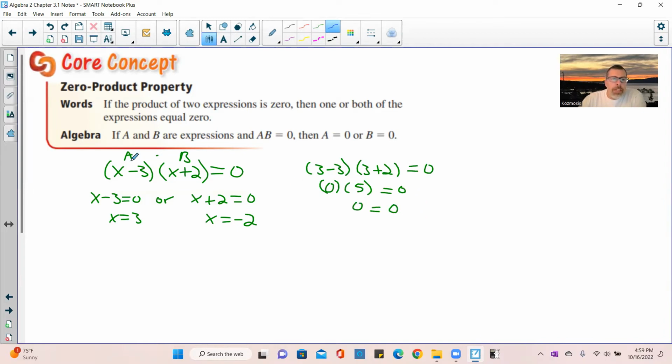I can also plug in the negative 2. Negative 2 minus 3 times negative 2 plus 2 has to equal 0. Negative 2 minus 3 is negative 5. And negative 2 plus 2 is 0. And lo and behold, negative 5 times 0 is, in fact, 0. So if A is 0 or B is 0, or they're both 0, then the products will be 0.